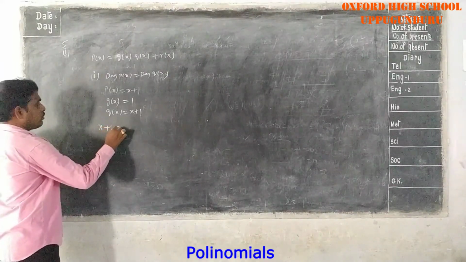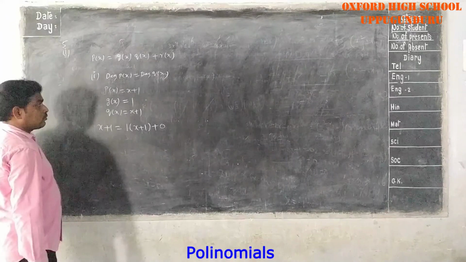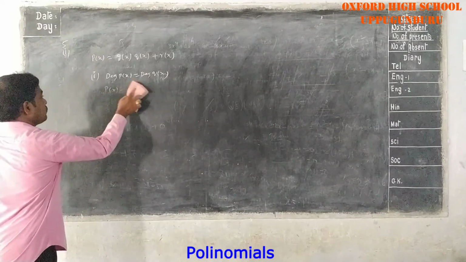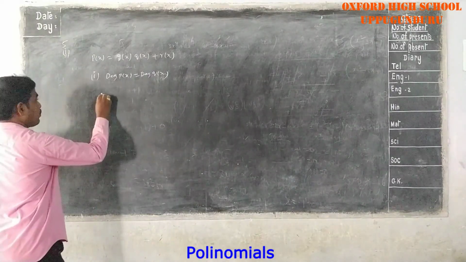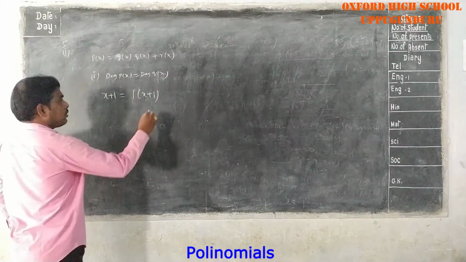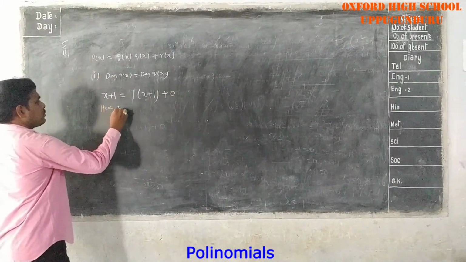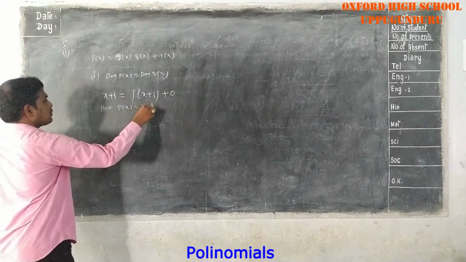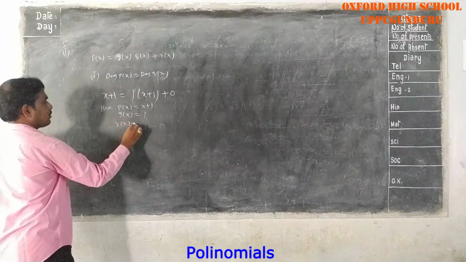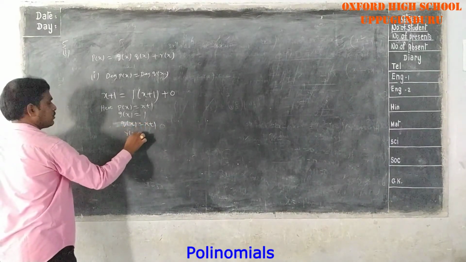x plus 1 equal to 1 of x plus 1 plus 0. So I am writing this polynomial x plus 1 as 1 of x plus 1, you will get x plus 1 plus remainder 0. So here, what is p of x? x plus 1. What is g of x? 1. What is r of x? Sorry, q of x? x plus 1. What is r of x? 0.